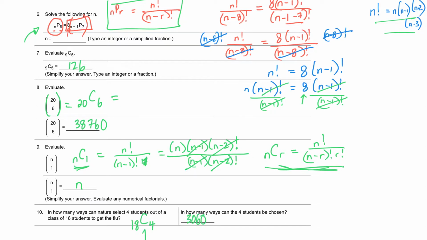Now it's important that it's a choose. If order's not important, it's a choose. If order's important, then it's a pick or a permutation.